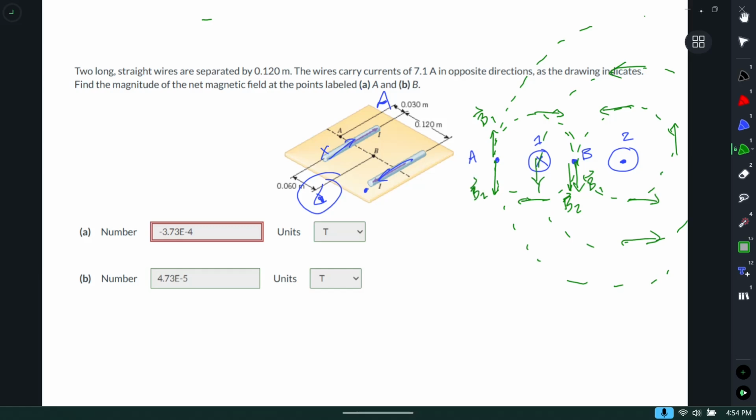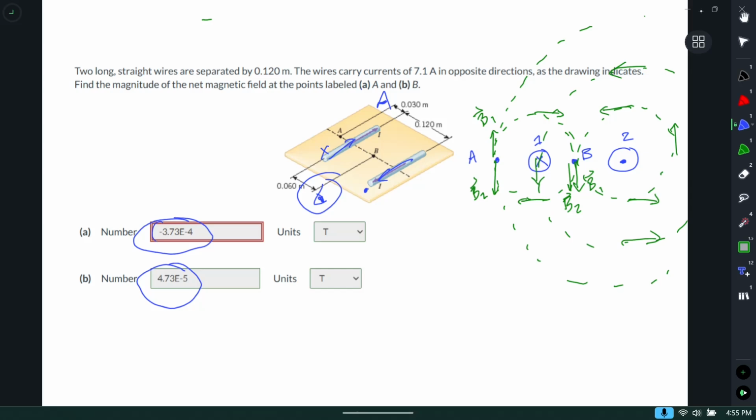And so what we find is that at point A, B1 and B2 are in opposite directions, and so would subtract from each other. At point B, they're in the same direction, and so they add to each other. It looks like what happened here is the person got it when they added together, but didn't get it when they subtracted. And that's usually how it goes. It's because the net field is not always just adding the two numbers. You've got to think about their directions.